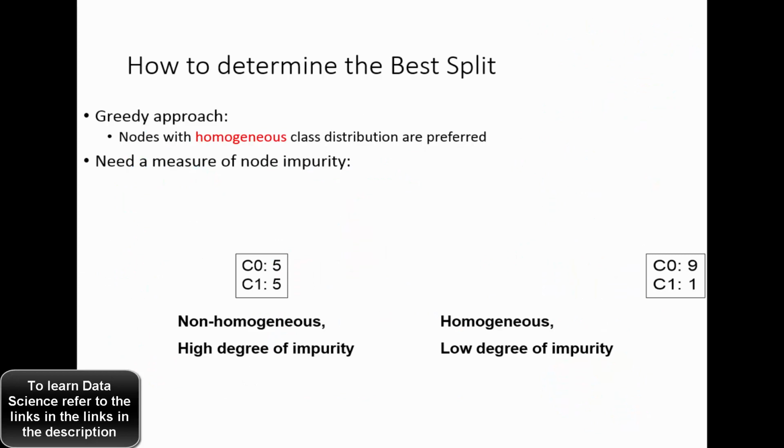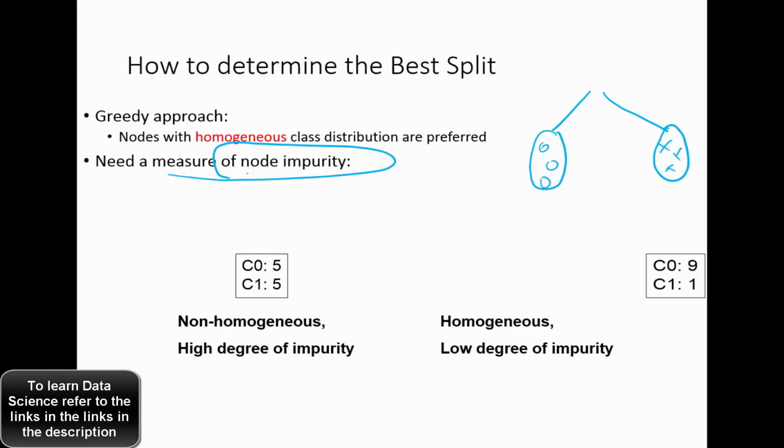How to determine the best split? The idea is that nodes with a homogeneous class distribution are preferred. So all we need is a measure of node impurity. There should be maximum distance between different nodes and minimum distance within the node. So within the node there should be minimum distance, whereas between the nodes there should be maximum distance. So we need to compute the node impurity to be able to find that.